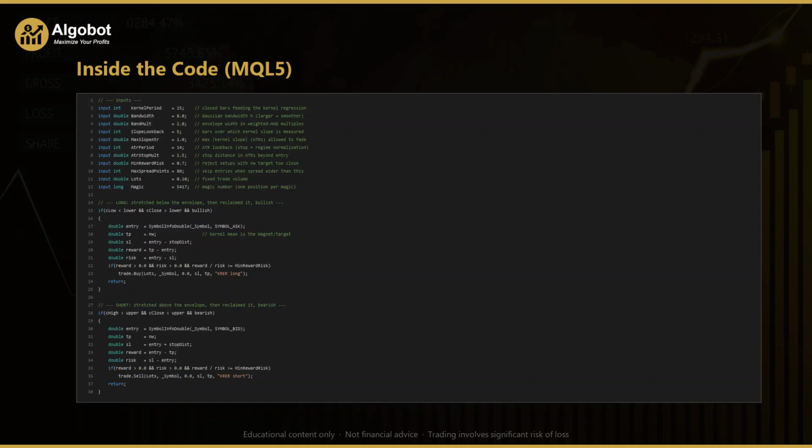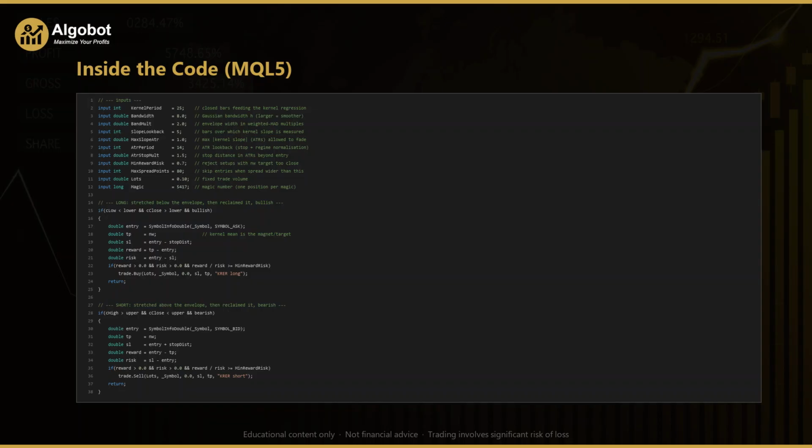Bandwidth, at 8, controls how smoothly the Gaussian weights taper. Band multiple, at 2, sets the envelope width as a multiple of the weighted dispersion. SlopeLoopback and MaxSlopeAtr define the regime filter, allowing fades only when the kernel slope stays under 1 ATR.